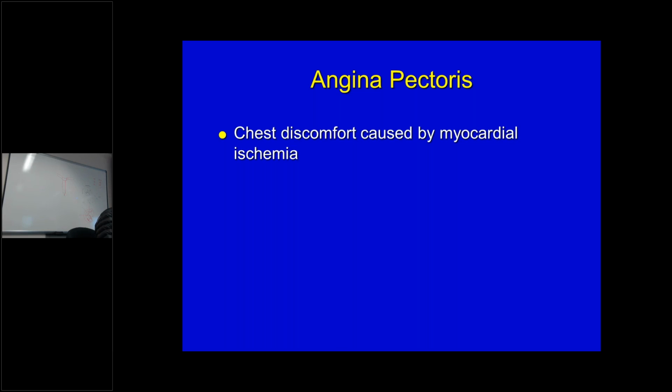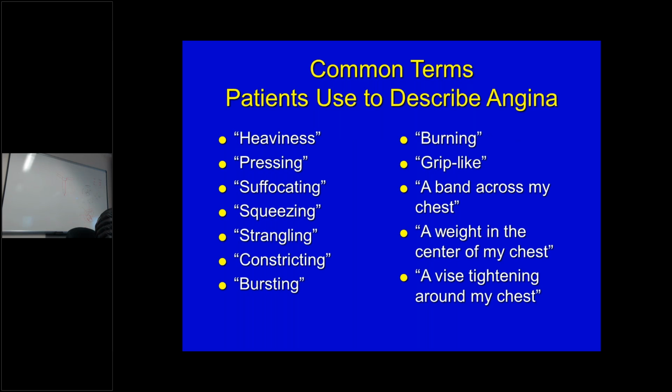So angina pectoris is chest pain caused by dead heart tissue or dying heart tissue. Patients describe this in a lot of different ways. As you guys know, sometimes it's not always clear or classic. Sometimes patients get really creative in how they define their symptoms.